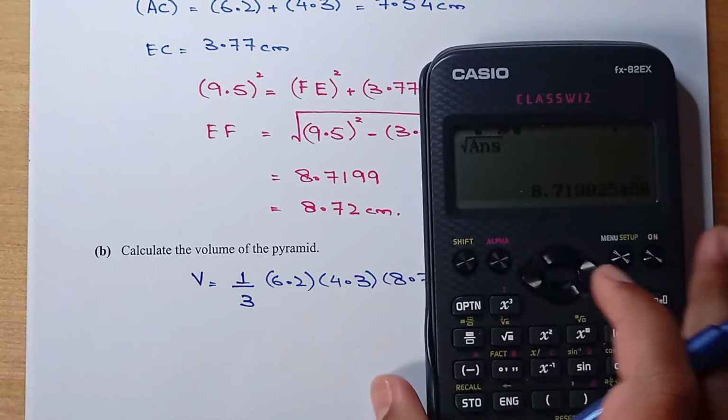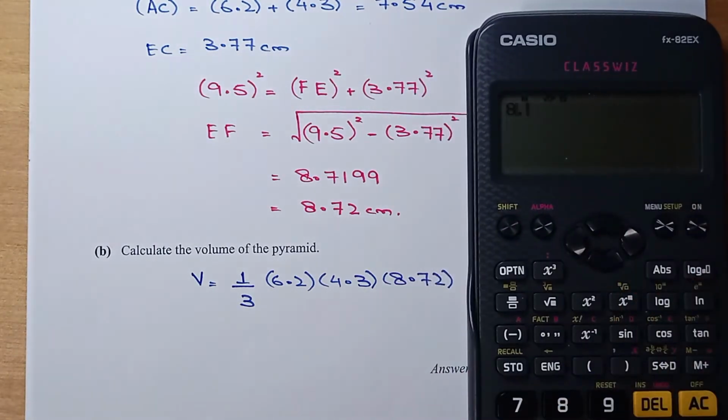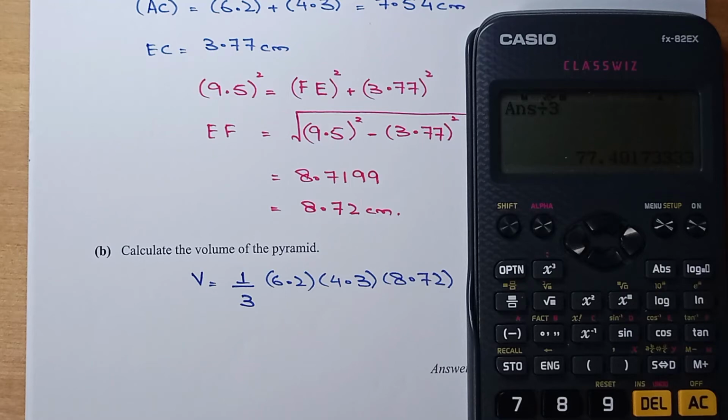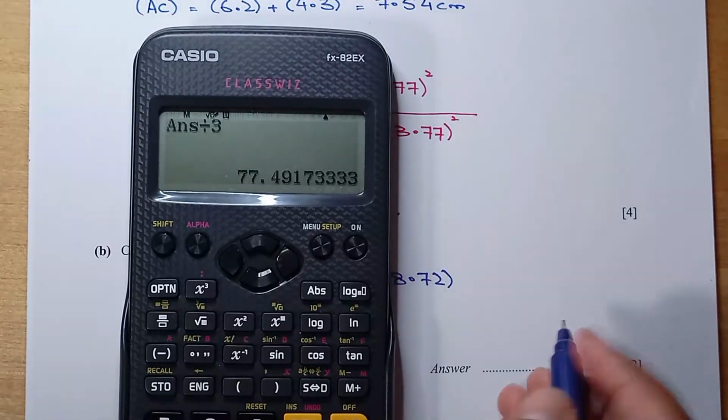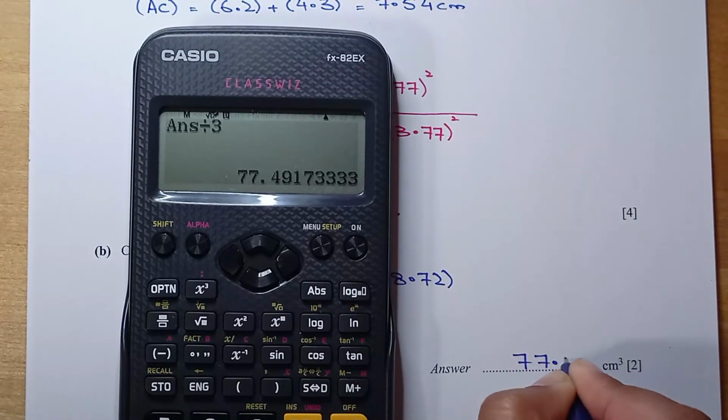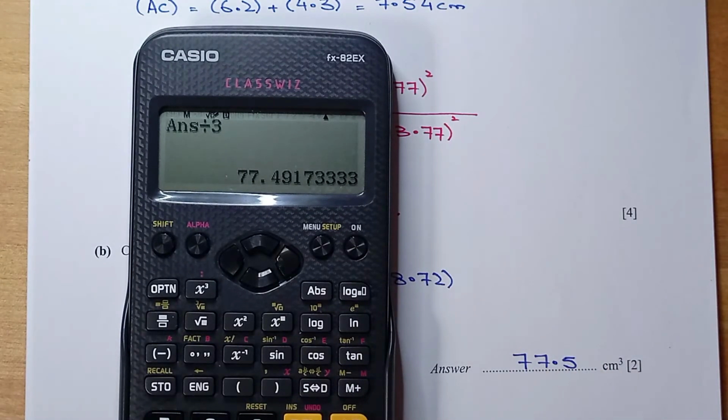Let me calculate it. 8.72 times 4.3 times 6.2 divided by 3 is 77.49. Yes, 77.5 we can say. Centimeter cubed is the volume.